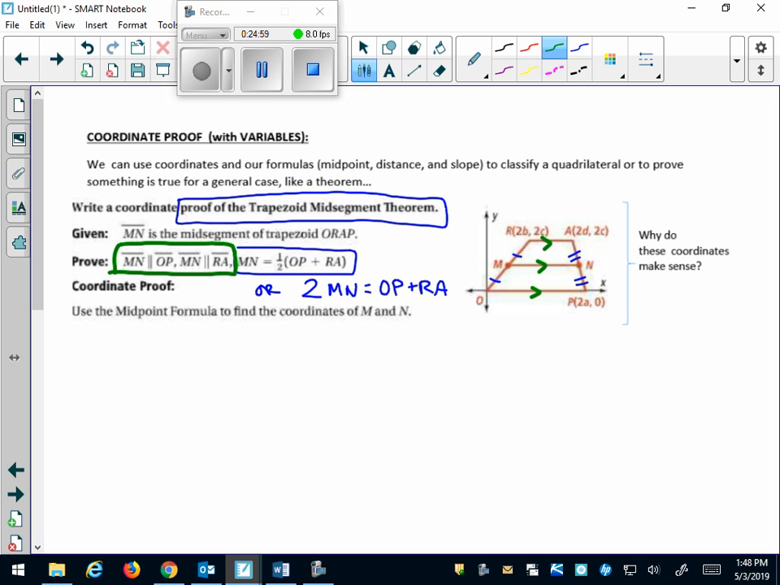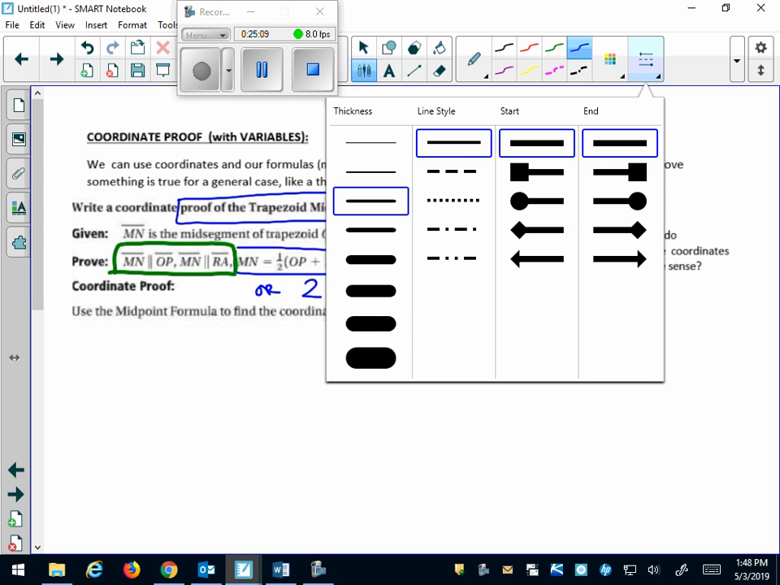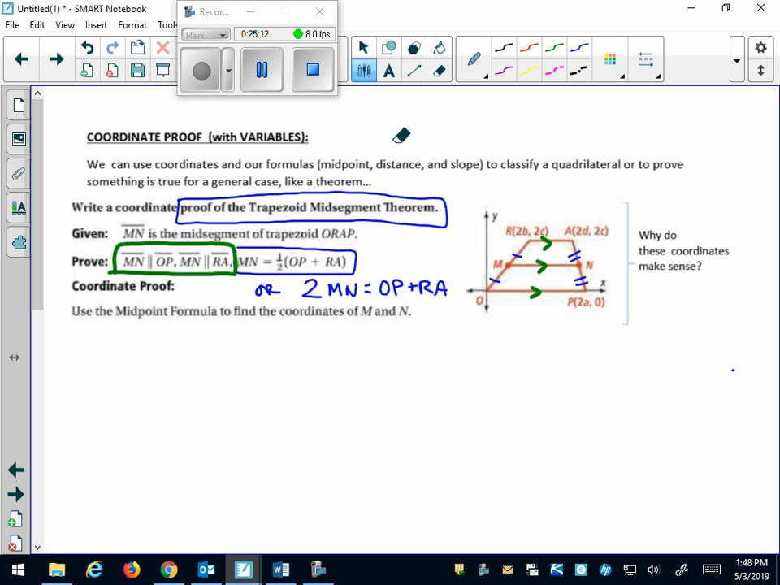All right, so let's think about our formulas. If we're going to prove things are parallel, what formula are we going to use? Slope formula. Same slope means parallel lines. Okay, if we're going to prove this, 2MN equals OP plus RA, what formula are we going to use? Distance. We need the lengths, right, to show that this relationship is true. All right, well, in order to do slope formula or distance formula, we need the coordinates of M and N.